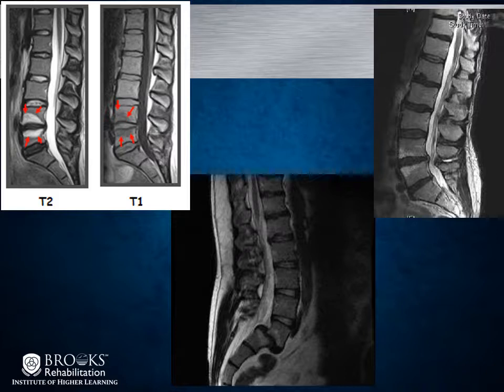Here you can see there's a little bit of pressure being placed posterior from the disc itself onto the cauda equina. And here you can see a spondylolisthesis with slippage, probably graded about 50%, between this segment and this segment.